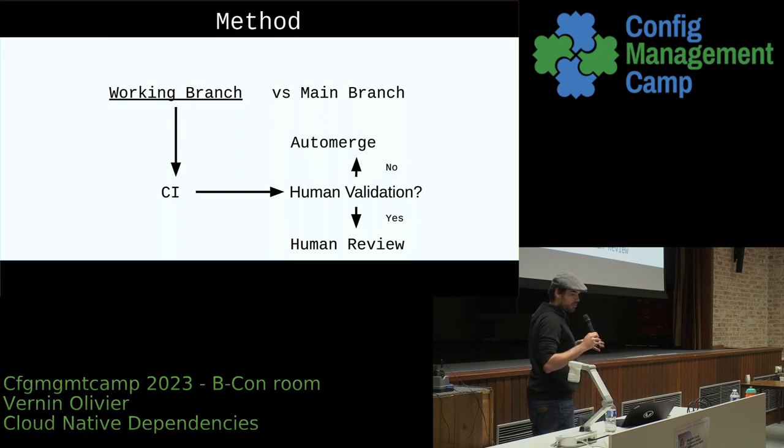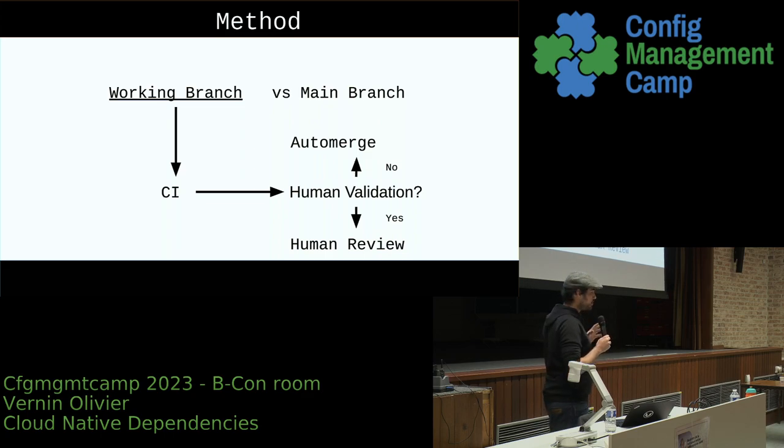Another thing that I want to highlight here is the way we automate things. I like to work with working branches. So when we want to do a change, we create a temporary branch. We apply the change there. We upload that, and on GitHub you have a pull request. That triggers a CI environment. And if the CI is green, we ask two questions. Do we need human validation? No, then we just merge and move forward.